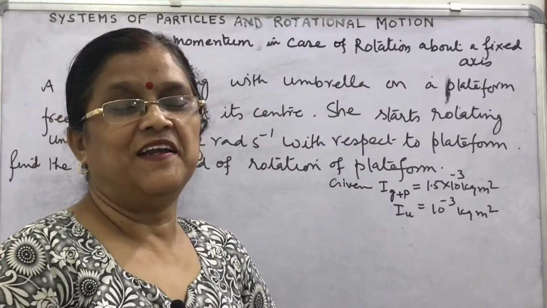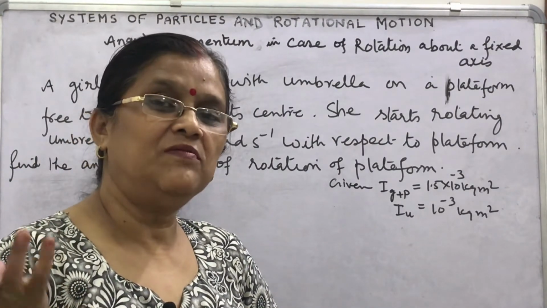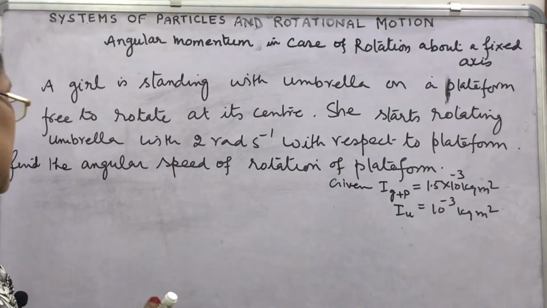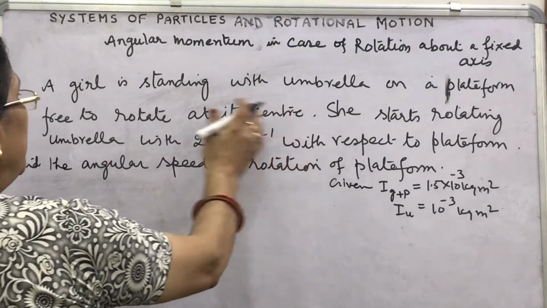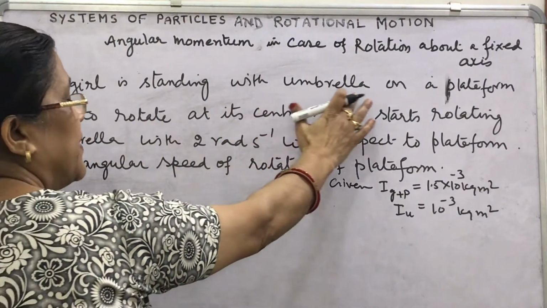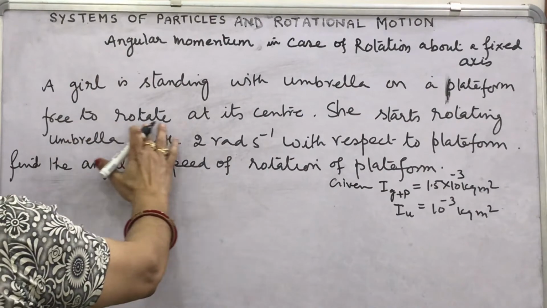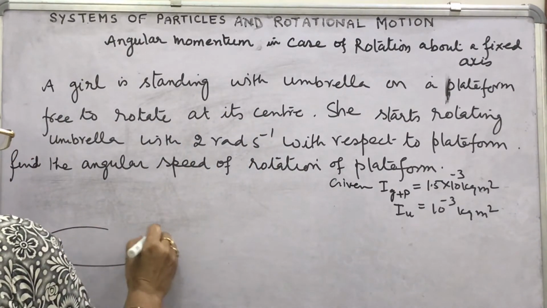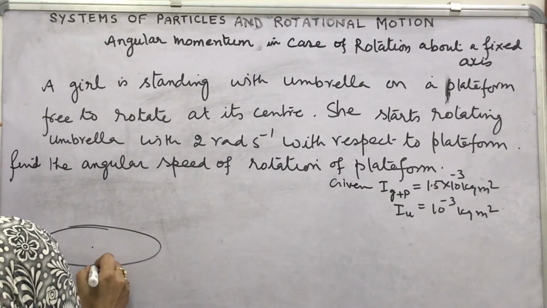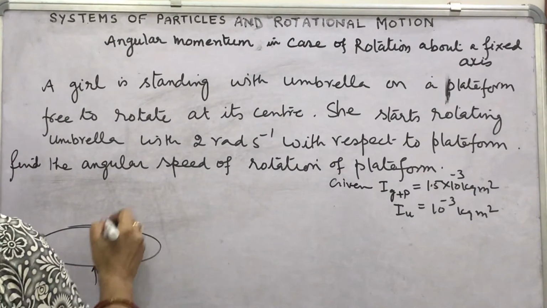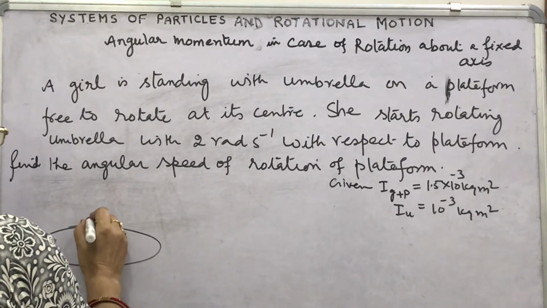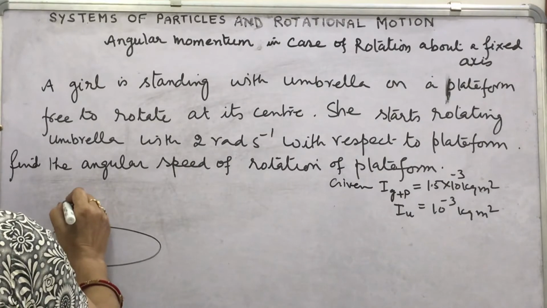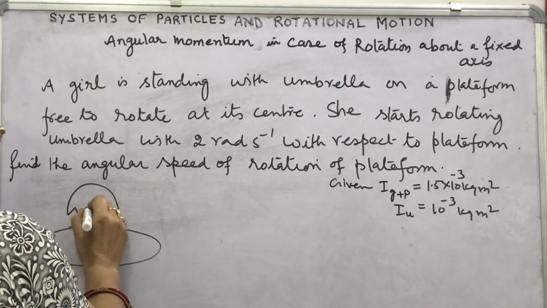Let us see another very interesting numerical example based on conservation of angular momentum. There is a rotating platform. A girl is standing with an umbrella on a platform, free to rotate at its center. Suppose this is the platform which is free to rotate at its center. A girl is standing here, and she is having an umbrella.